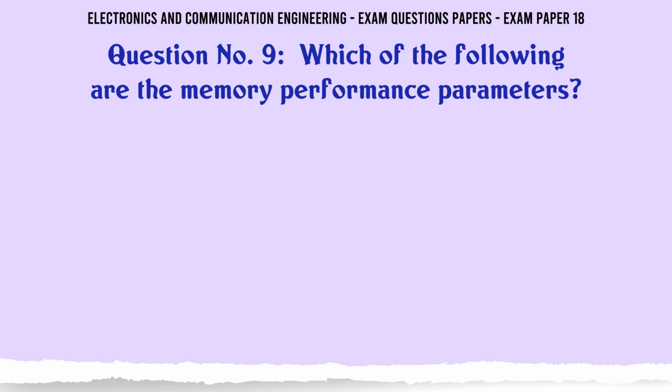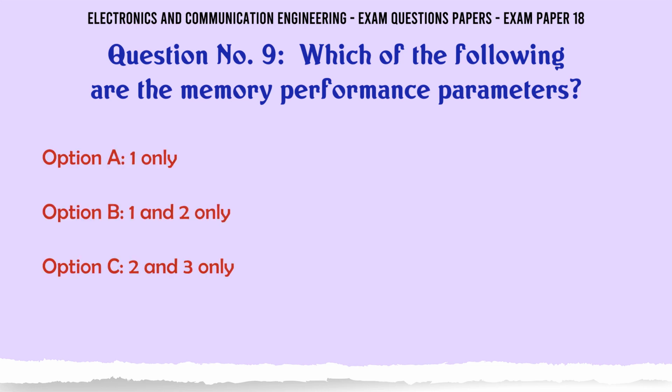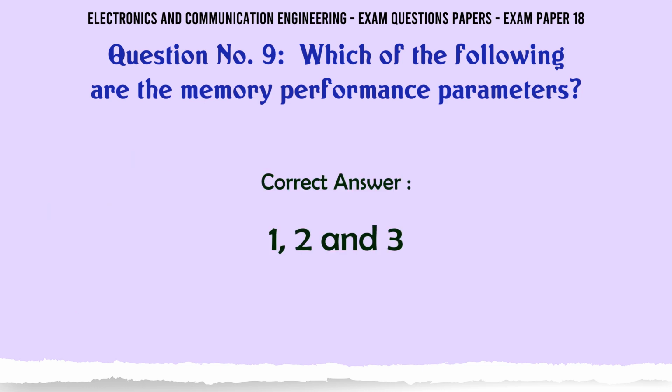Which of the following are the memory performance parameters? A. 1 only, B. 1 and 2 only, C. 2 and 3 only, D. 1, 2 and 3. The correct answer is 1, 2 and 3.